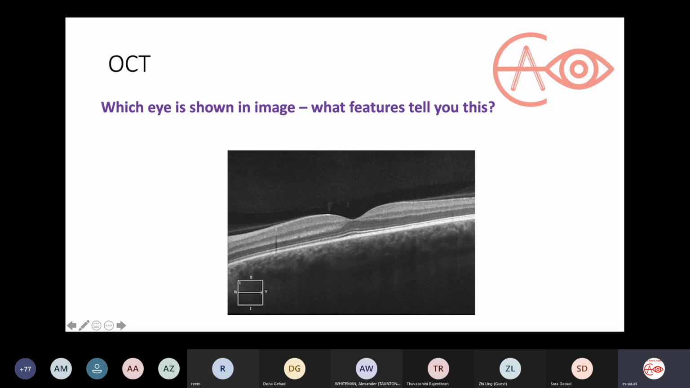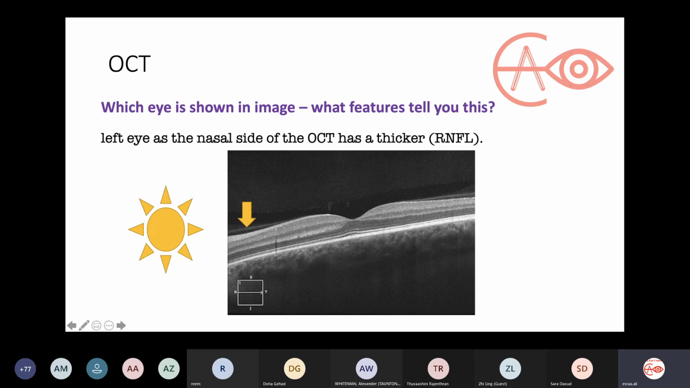So this is the left eye. They will ask you why you're saying this is the left eye. Because this side has a thicker retinal nerve fiber layer. Wherever there is the thicker retinal nerve fiber layer, this is the papillomacular bundle going to the optic disc, and which side it's on tells you the eye. If the thick retinal nerve fiber layer is on the left side, then this is the left eye. If it's on the right side, this is the right eye.